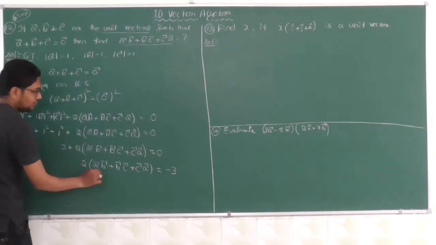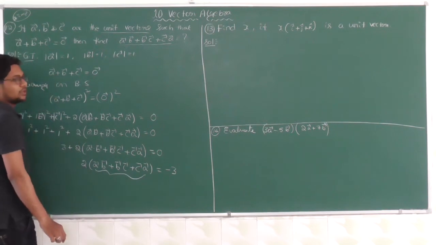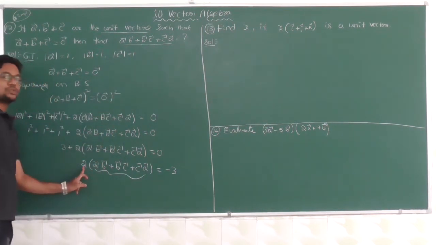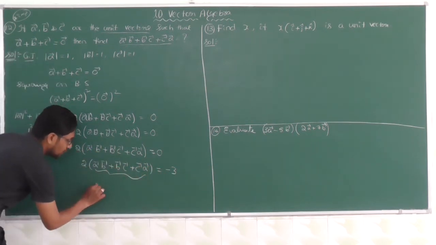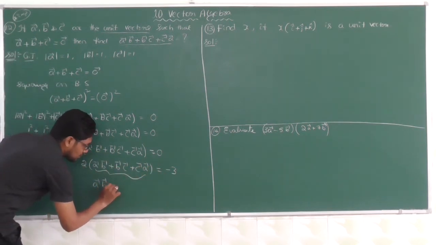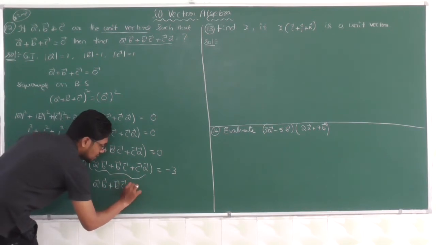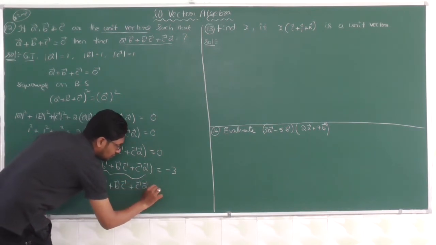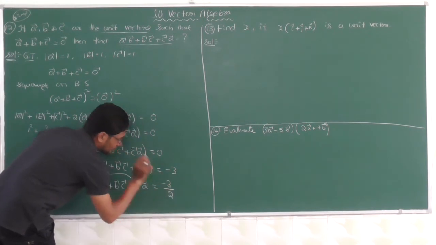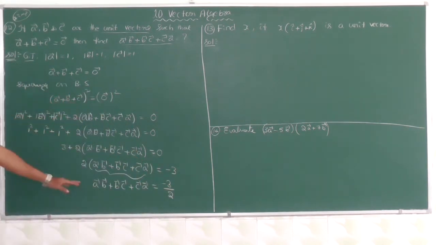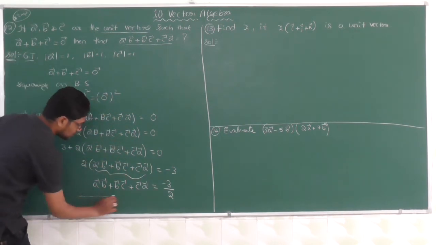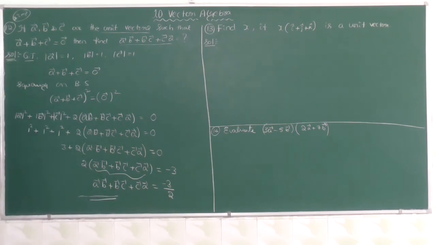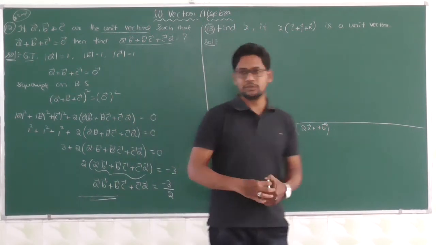Then what we want is AB plus BC plus CA. Send this 2 to the right, then it will divide by 2. AB plus BC plus CA equals minus 3 by 2. Hence, this is the value of AB plus BC plus CA. It is a question important for 2 marks. Kindly write it down. Next we have the question.